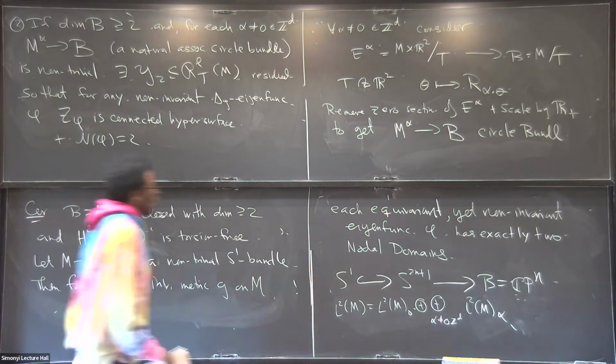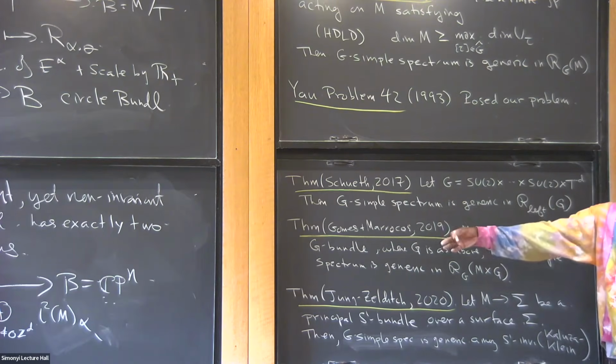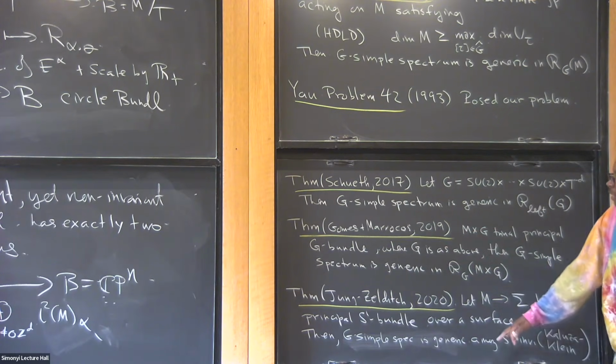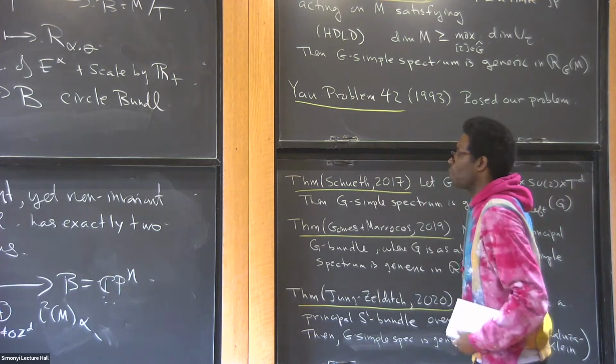So Jung and Zelditch, the second part of their theorem is essentially exactly the same statement, but in that case it was restricted to dimension 3. They do have a preprint, I think it came out last summer, where they are now looking at arbitrary S1 actions on manifolds. Here we're stating ours for arbitrary torus actions.